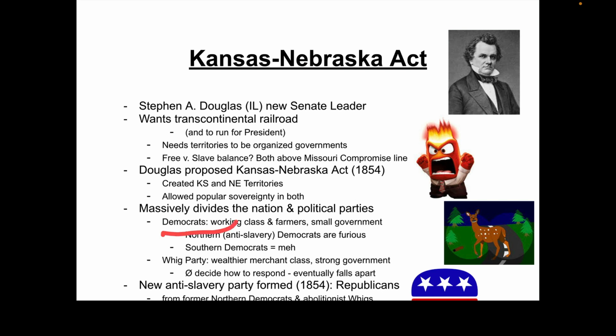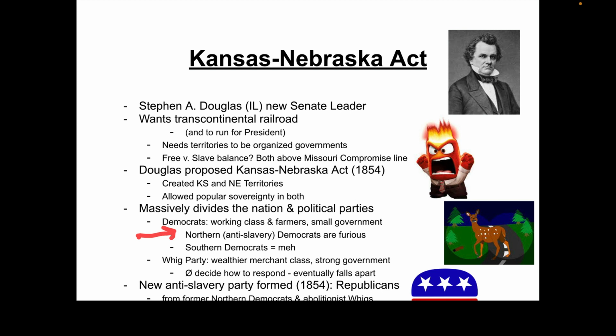The two major parties at the time were the Democratic Party and the Whig Party. The Democrats, basically it broke the Democratic Party in half. The Northern Democrats at the time were absolutely furious about it because they were anti-slavery. And so any of the Democrats in the northern states were just livid at Stephen A. Douglas, and hated this Kansas-Nebraska Act.